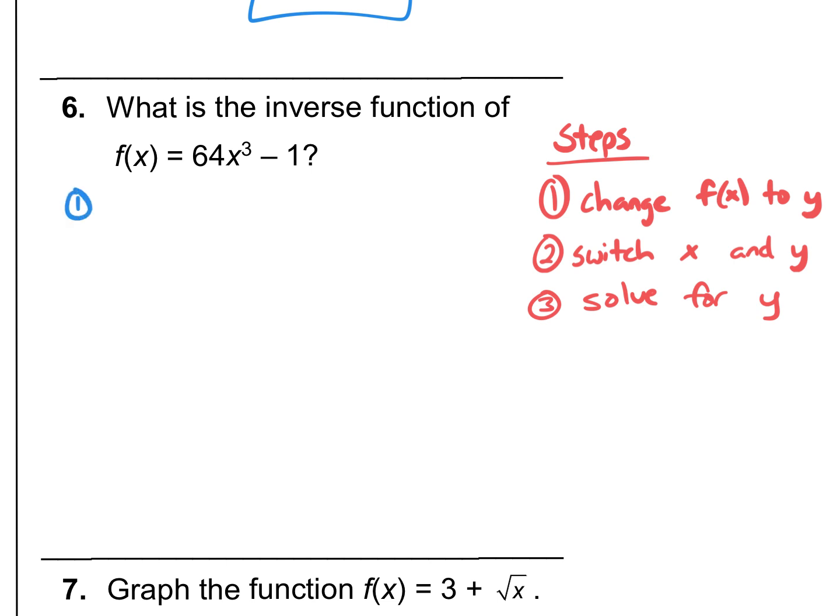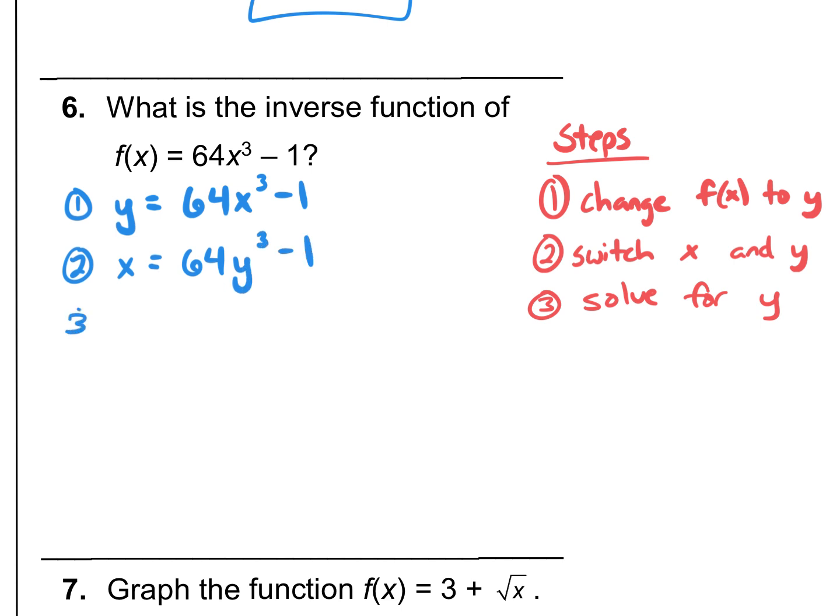Step 1, we change f of x to y. So this turns into y equals 64x cubed minus 1. Step 2. Change the x's and the y's. Is anything else changing in this step? No. Nope. These are just switching positions.